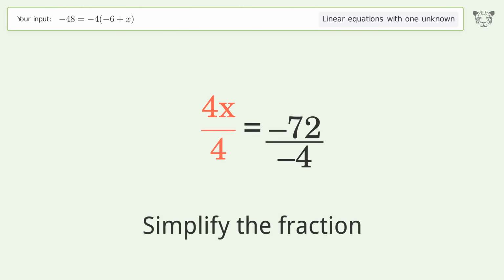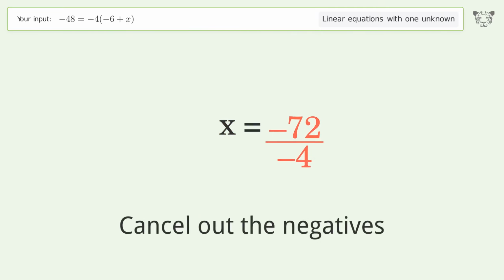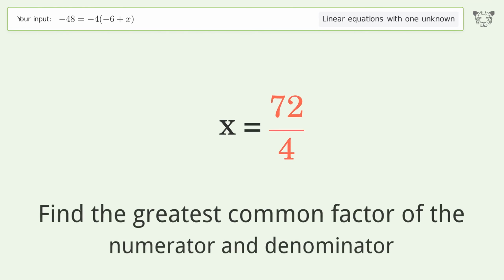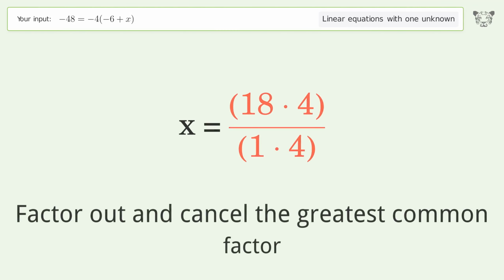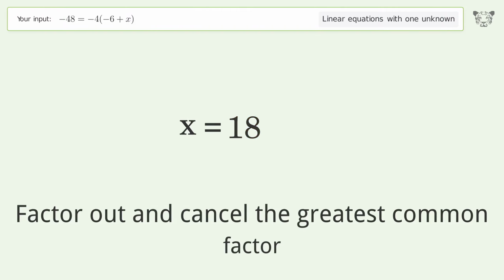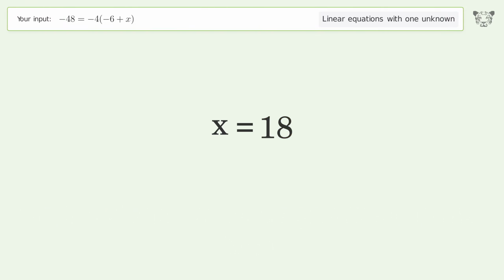Simplify the fraction. Cancel out the negatives. Find the greatest common factor of the numerator and denominator. Factor out and cancel the greatest common factor. And so the final result is x equals 18.